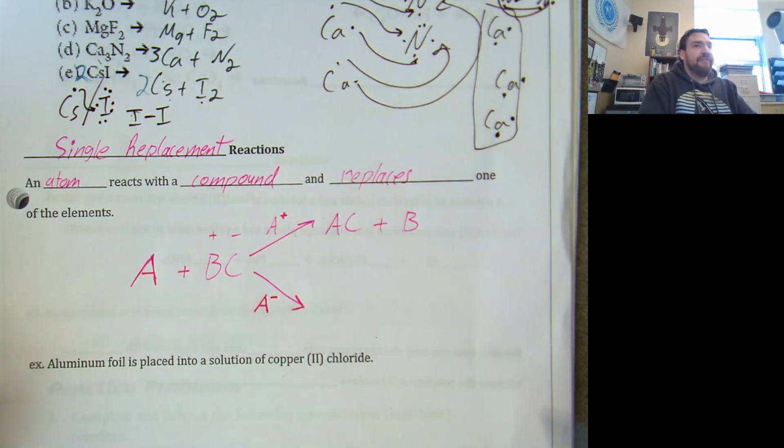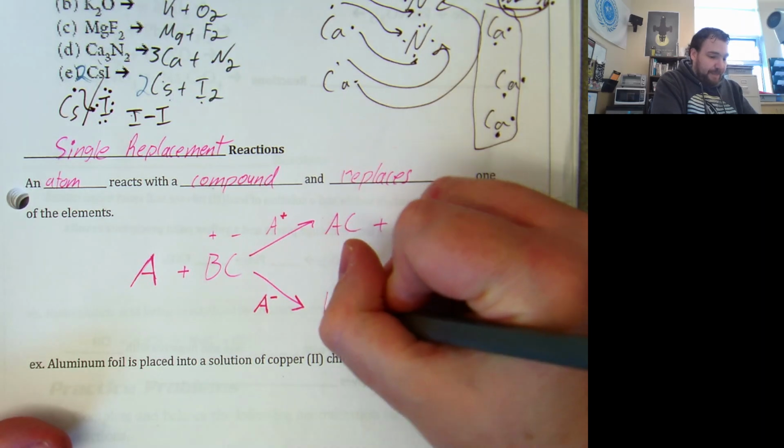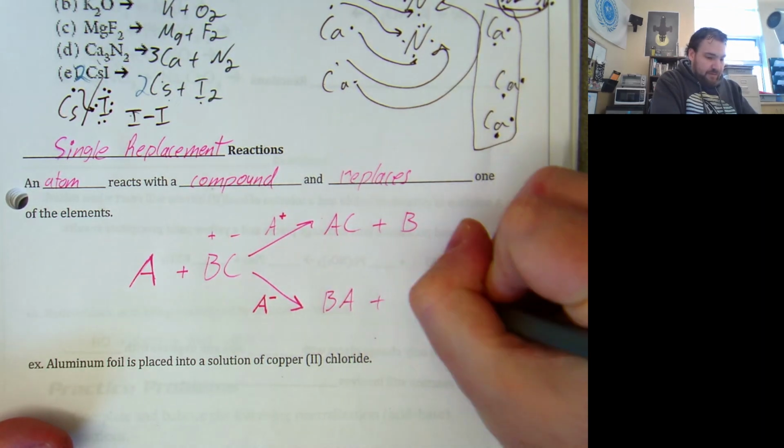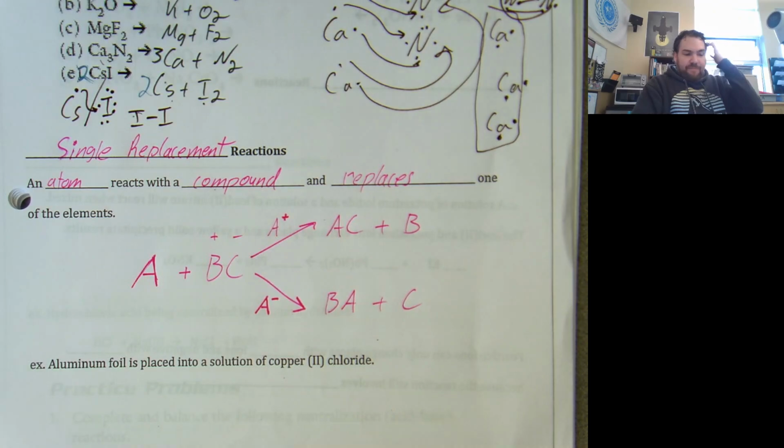If A is negative, what's going to get swapped out? C is going to get swapped out. So you're going to get BA plus C. You were going to ask why it's not AB? But you figured it out. Because which one always gets listed first? The positive ion. Good.